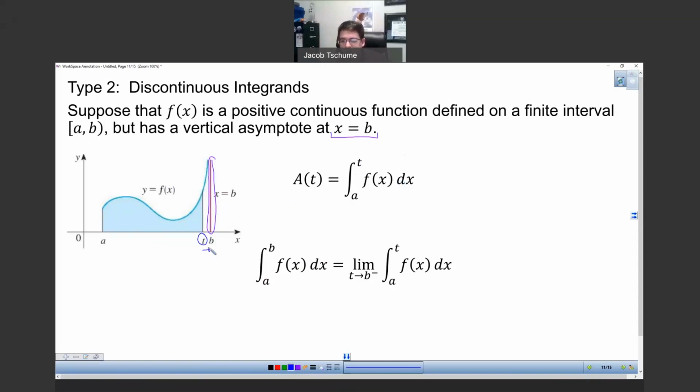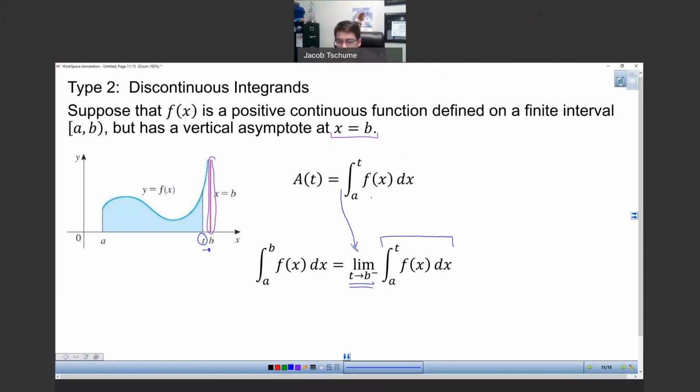You've got to put this t as close as possible to your asymptote to get the best approximation for your area. Which means that since this t value needs to get as close as possible to b on its left-hand side, we will rewrite this, and in front of our integral, we will put a limit as t approaches b from the left of the integral from a to t of f of x dx. So you will work out the integral in a general sense, and then you will apply the limit to what you find as your result.